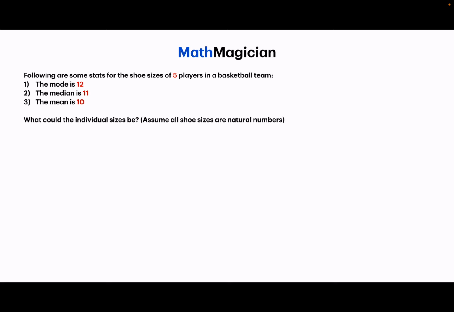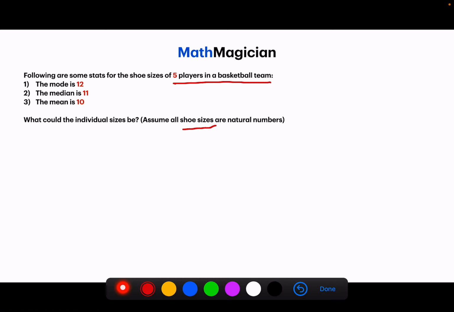Averages. So on the screen here, we have a problem statement that basically wants us to calculate the individual shoe sizes of a five-member basketball team. And we have some data points in this problem. The first one is that the mode of the data set is 12, the median is 11, and the mean is 10, and the number of players in the team is 5. And we are required to find out what the possible individual shoe sizes of this five-member team are, right?